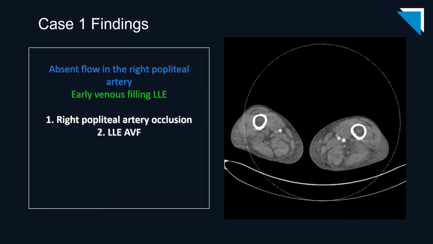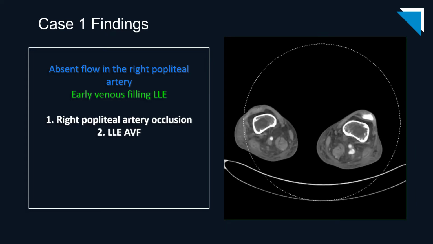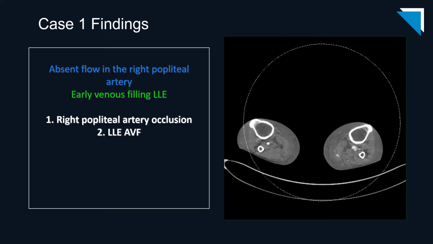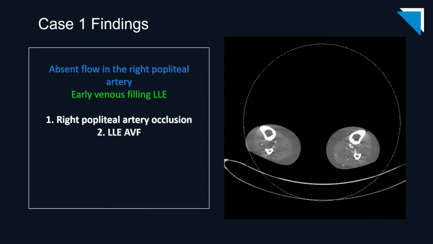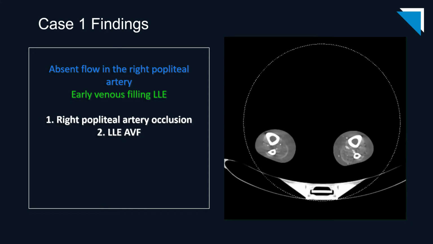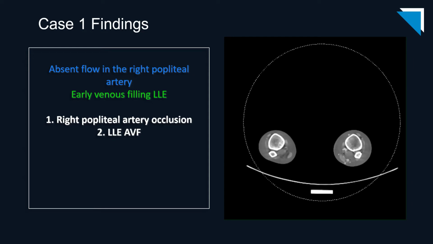You may have noticed that rather than the abrupt cutoff of contrast you normally see with an arterial occlusion, there was a more gradual dilution of contrast as we moved inferiorly. In this case, the technologist acquired a new set of images having seen that original finding. Here they are.